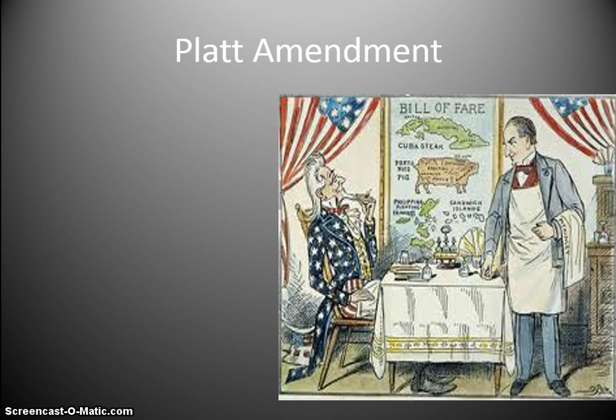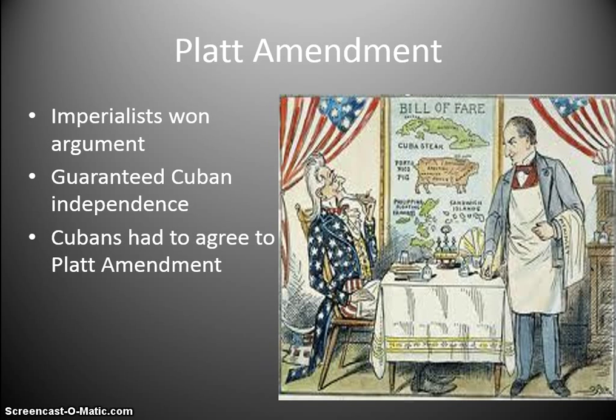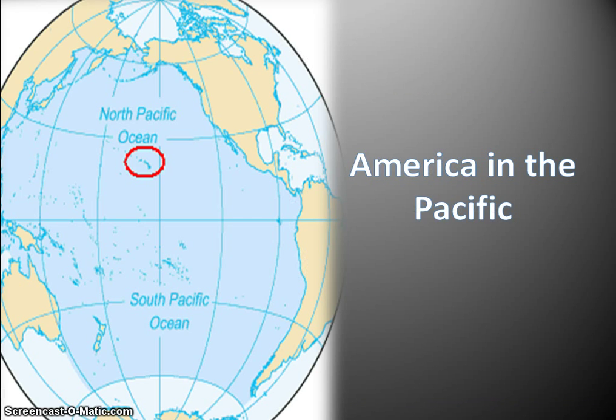Now, the Platt Amendment. This is going to deal with Cuba. Imperialists won this argument. It guaranteed Cuban independence. However, they had to agree to the Platt Amendment. Now, the Platt Amendment says that the United States had the right to intervene in Cuban affairs at any time. And again, in this political cartoon, you can see Uncle Sam, and this here is, what is that? McKinley, right? The Bill of Fare: Cuba steak, Puerto Rico pig, the Samoan Islands, and the Philippine Islands, right? So it's like, okay, what does the United States want?